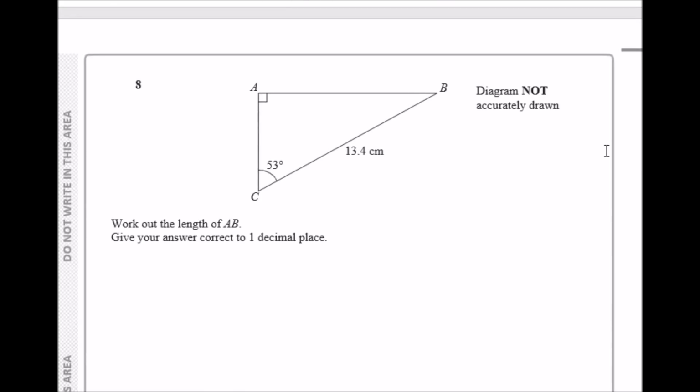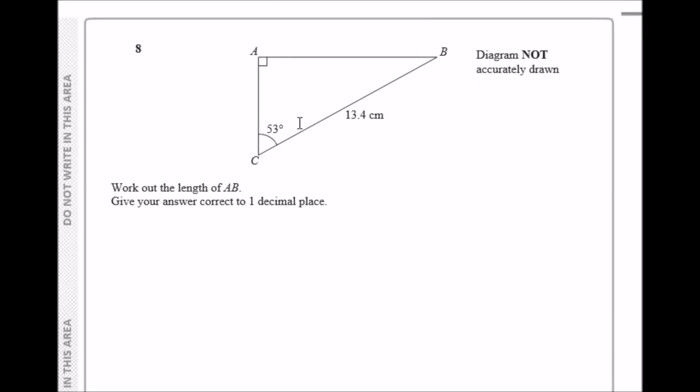Moving on. Now in this question, number 8, we're given a right angle triangle with an angle 53 degrees over here and 13.4 centimeters for length BC. Work out the length of AB. So to work out length AB, let's give it a name, call it x. Give your answer correct to one decimal place.